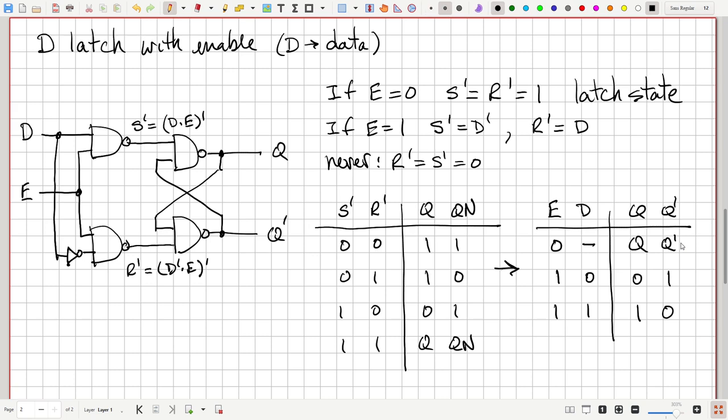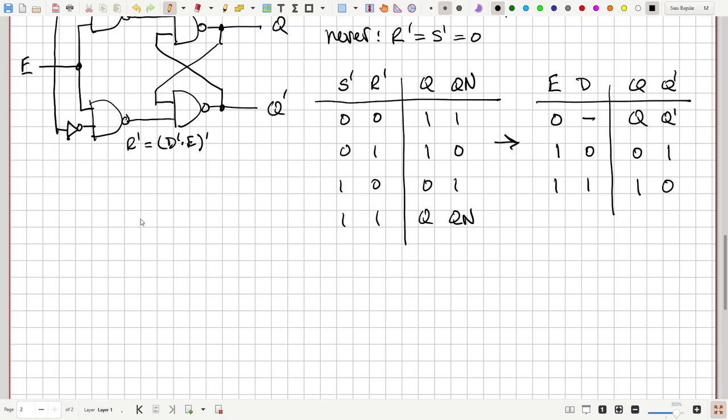And we're going to give it a symbol. It's so important to us. We're going to give it a little box symbol here. Here's going to be D and Q and E and Q prime. Two inputs and two outputs.